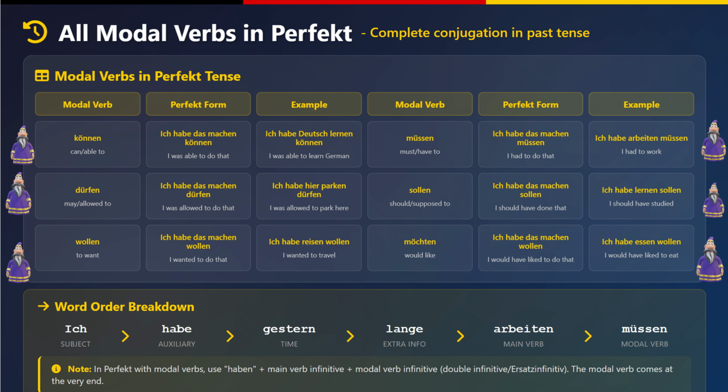The word order breakdown is important. Subject plus haben plus time or extra information plus main verb infinitive plus modal infinitive at the very end. Always use haben and never sein with modals in perfect. This table shows you exactly how to form the past with every modal.